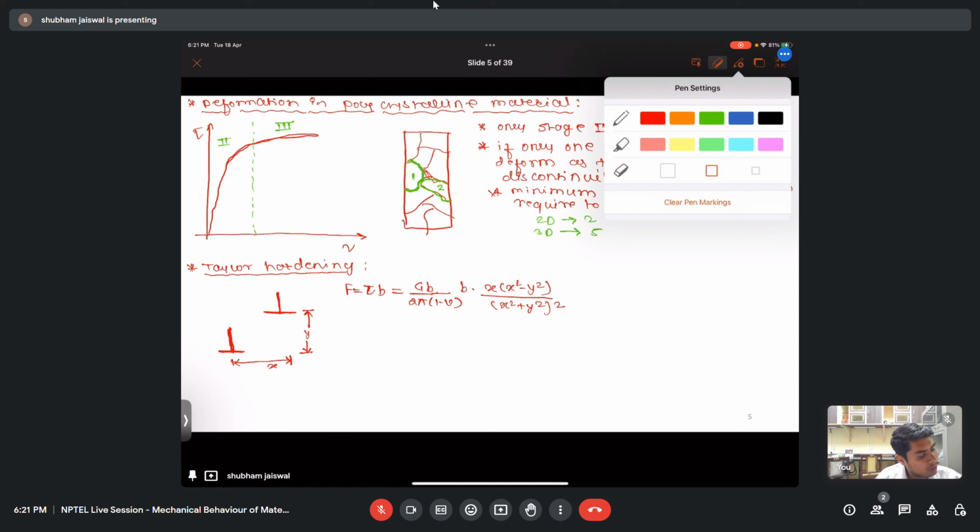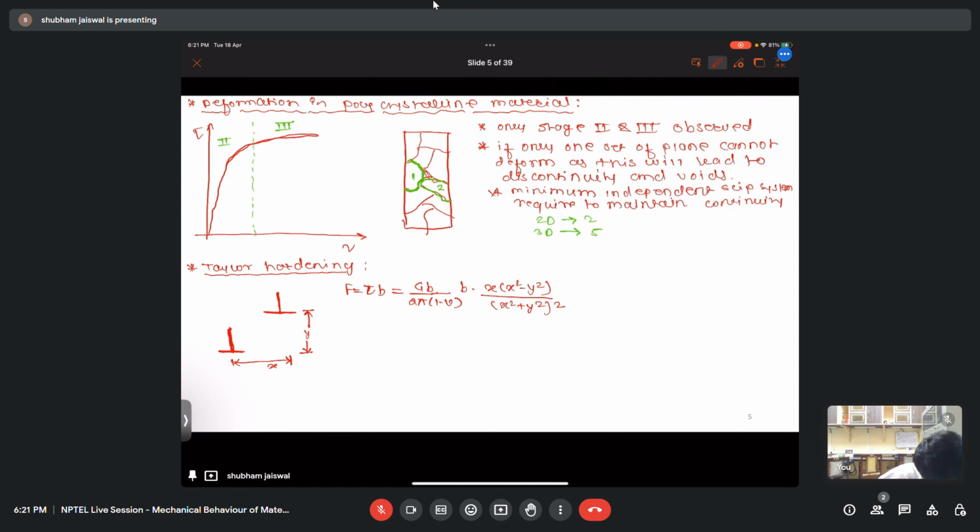So if we plot a curve of how the force is acting, here on the x-axis we have x in terms of y, and here we have the force. So if we plot, okay, let me mark these two lines as well.